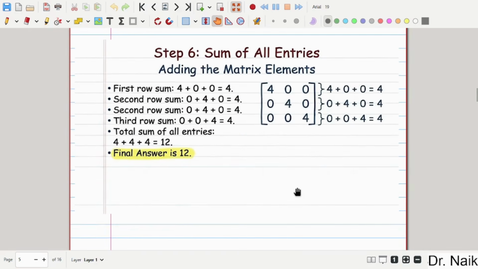Now sum all the entries. So 4 plus 4 plus 4 will give 12. So our final answer is 12.